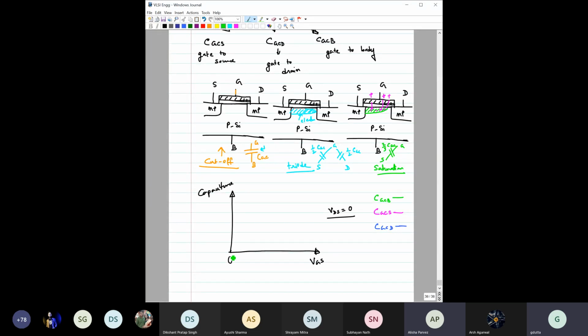So let us discuss what will happen when VGS equals 0. Who wants to tell? Shubhayan, you want to tell? So then the cutoff region. Yeah, then could you please tell me what will happen at 0 volt? What would be the value of CGS and CGD?